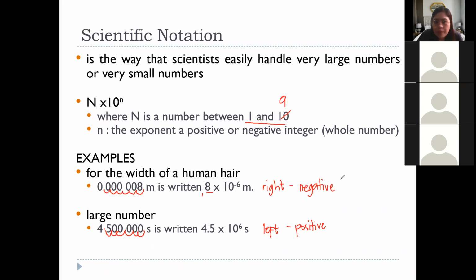Any question about the scientific notation? This is just a review. I believe in your high school, this was taught already. So you are very familiar now with scientific notations. Questions? Clarifications? None, ma'am. Okay.